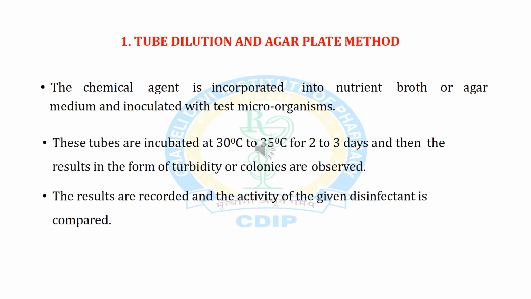First is the tube dilution and agar plate method. In this method, the chemical agent is incorporated into nutrient broth or agar medium and inoculated with the test microorganism. These test tubes are incubated at 30 to 35 degrees centigrade for 2 to 3 days, and then the result in the form of turbidity or colonies is observed. The results are recorded and the activity of the given disinfectant is compared.